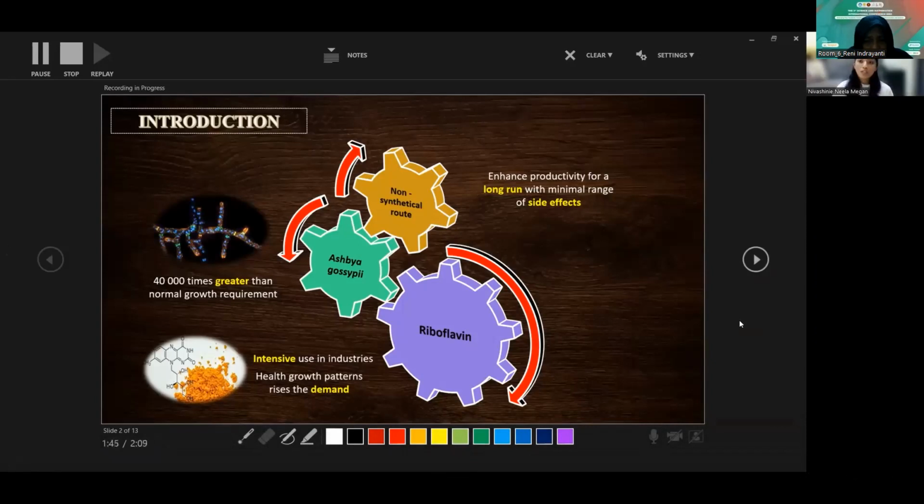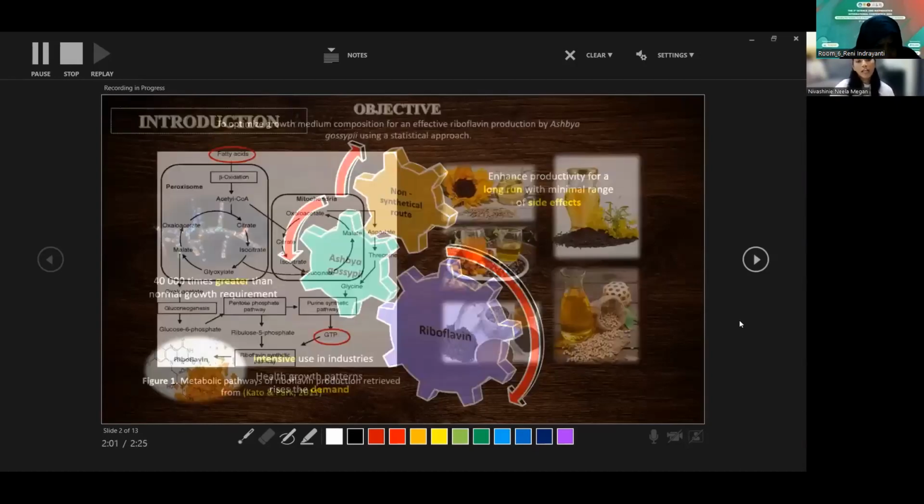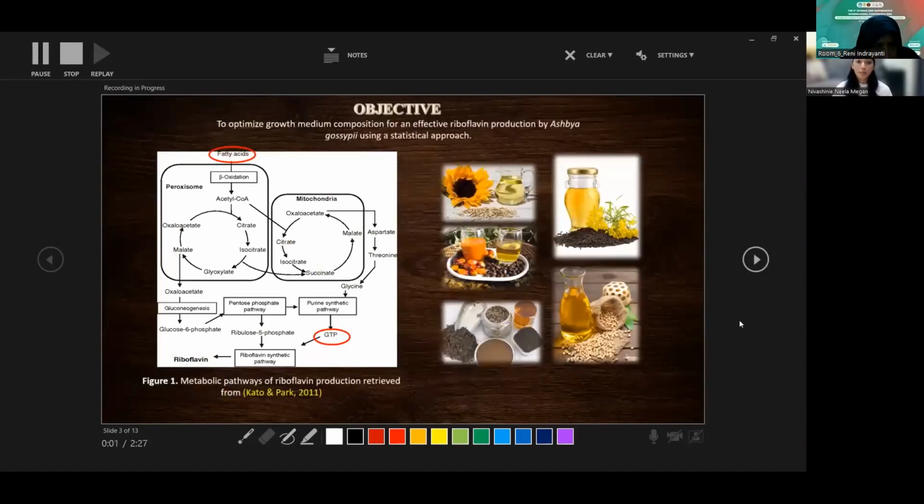The reason we have chosen fermentation, which is the non-synthetic route, instead of chemical synthesis, is because of the drawbacks of chemical synthesis, such as waste disposal management and the output of waste being more than the product. The aim of this study is to optimize the medium composition that efficiently produces riboflavin via a statistical approach. A part of this statistical approach is statistical screening, known as the Plackett-Burman Design Experiment.